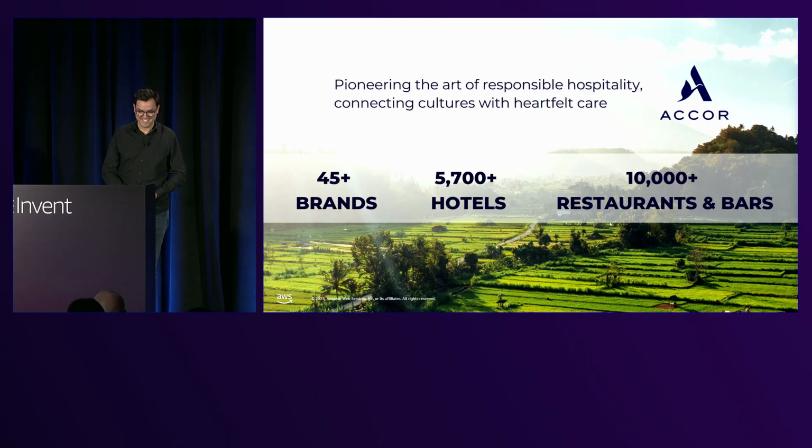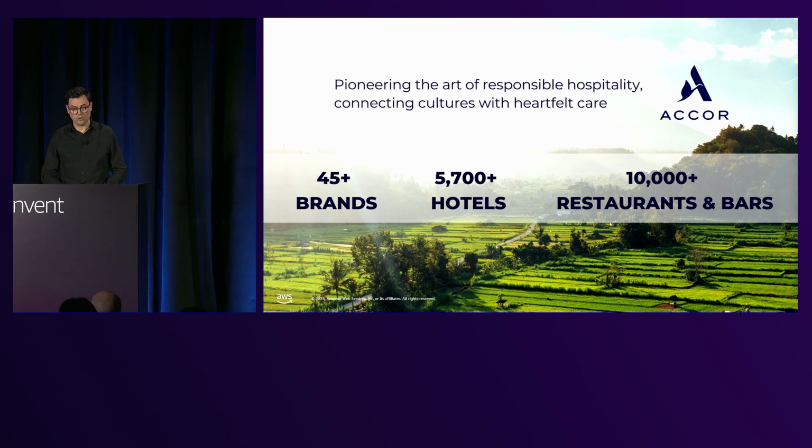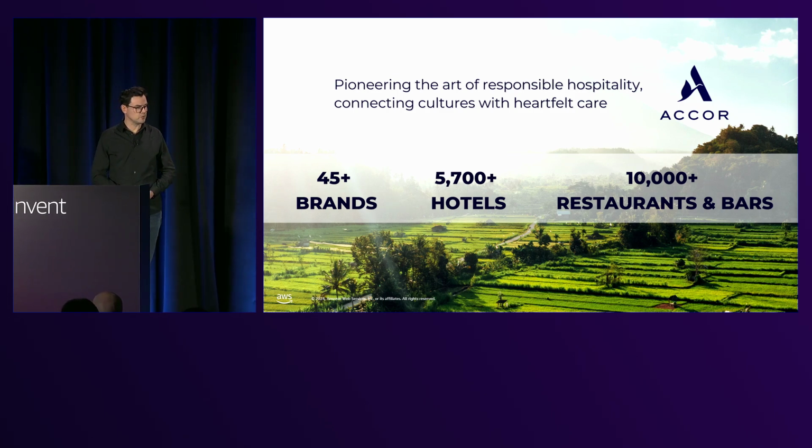So Accor is a French company, with my French accent. It's a global leader in the hospitality industry with a portfolio of more than 45 brands, including luxury, mid-scale, and economic segments. Over more than 5,700 hotels and also more than 10,000 restaurants and bars. You may know some of our brands like Fairmont, Raffles, Pullman, or even Sofitel. We are committed to sustainable and responsible tourism.